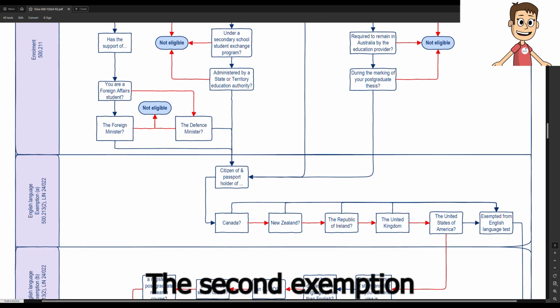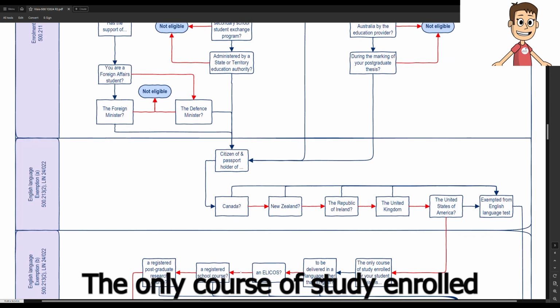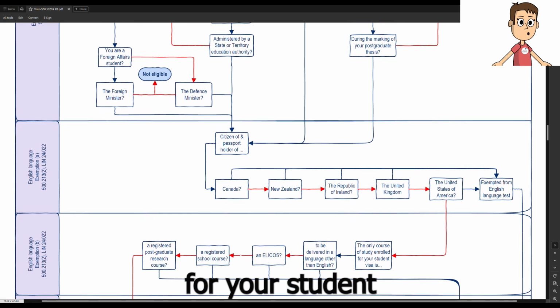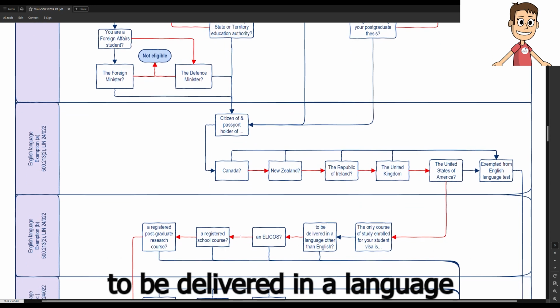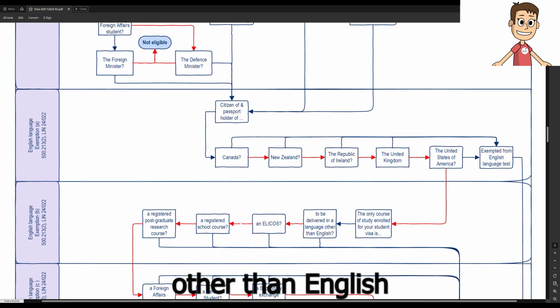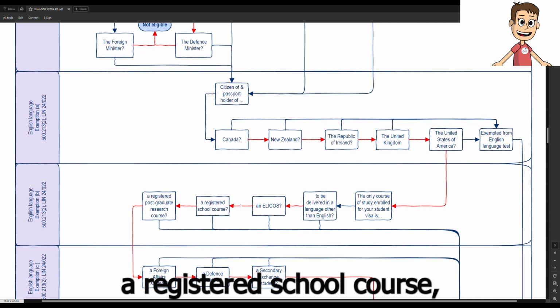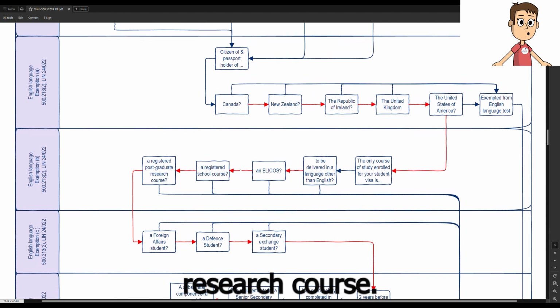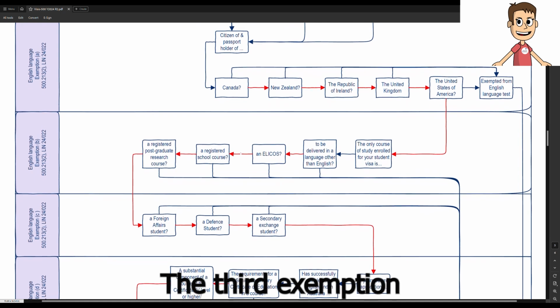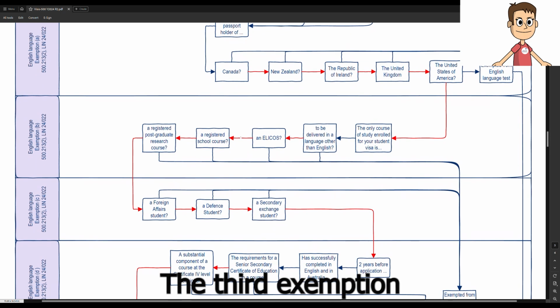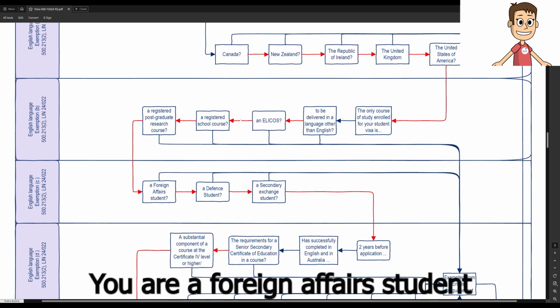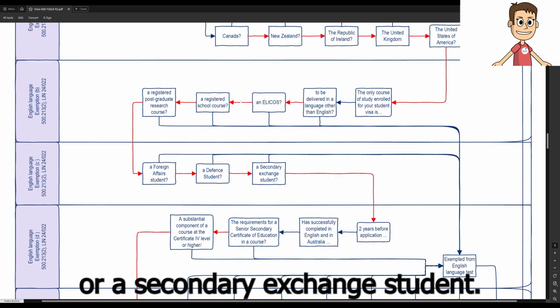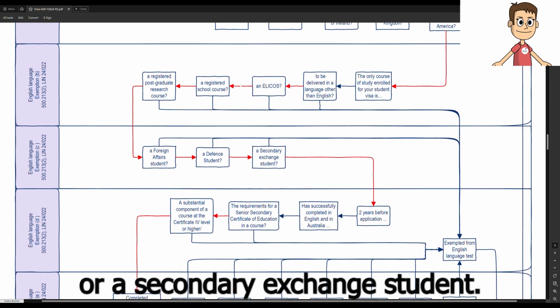The second exemption: the only course of study enrolled for your student visa is a course to be delivered in a language other than English, an ELICOS, a registered school course or a registered postgraduate research course. The third exemption: you are a foreign affairs student, a defense student or a secondary exchange student.